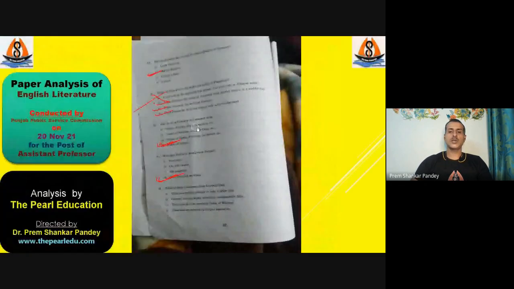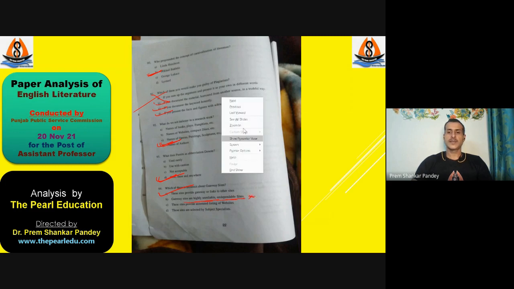That is absolutely right. Gateway sites are highly unreliable, undependable sites. Some are definitely unreliable, but not all are highly unreliable. So this can be the wrong option. Let us see the next one.